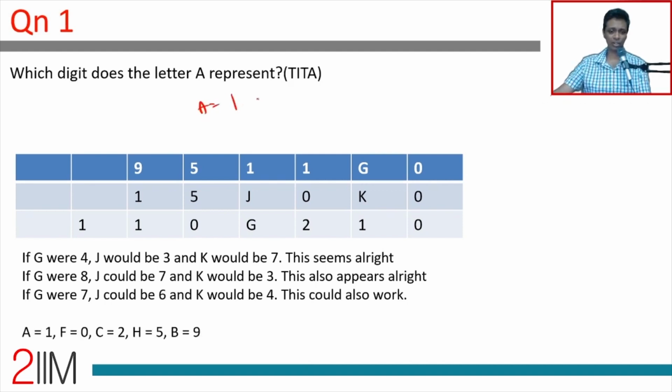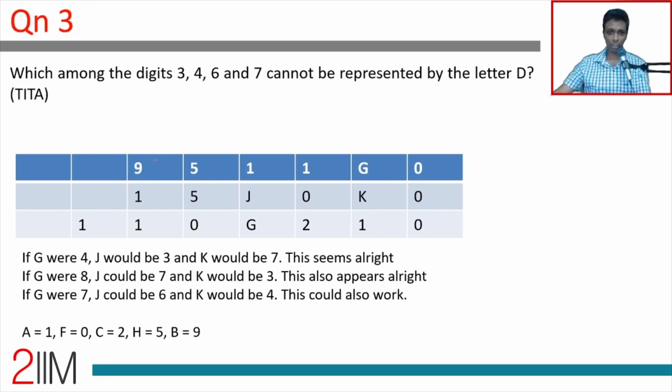A is 1. We've done this. First thing that we inferred. What does B represent? B is 9. Only then the carryover idea works. Again, a very easy question. 3, 4, 6, 7 cannot be represented by the letter D. And so, remember, we've got A is 1, F is 0, B is 9, C is 2. And so we've got these 1, 0, 9, 2. Fine. And we've got H is 5.